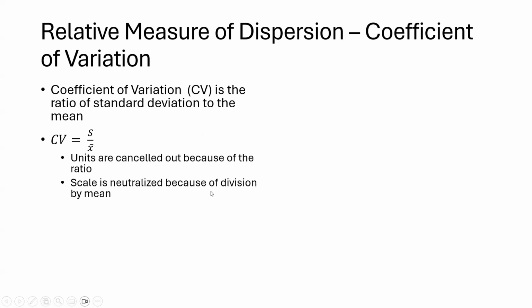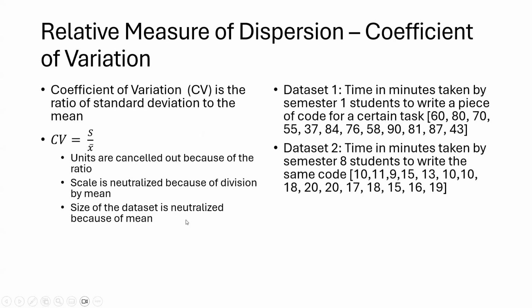The scale is neutralized because of the division by the mean. The size of the data set is neutralized because of the mean. We have n here in the calculation of S, and we have n here in the calculation of X bar, and both of those cancel out. So all of these effects are actually eliminated from the calculation of CV.